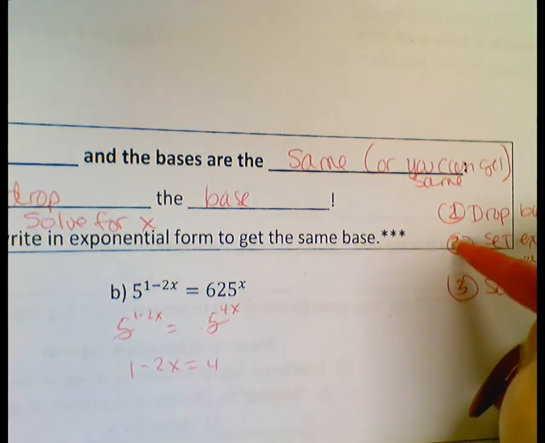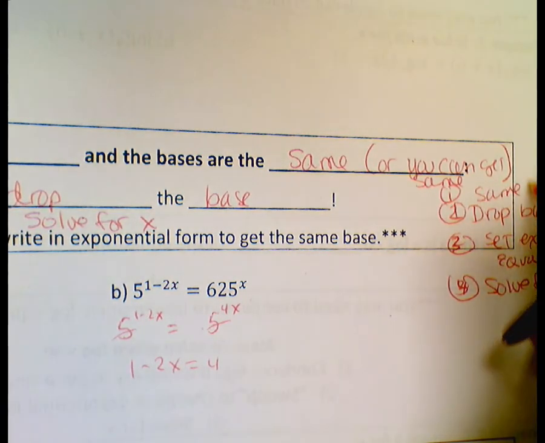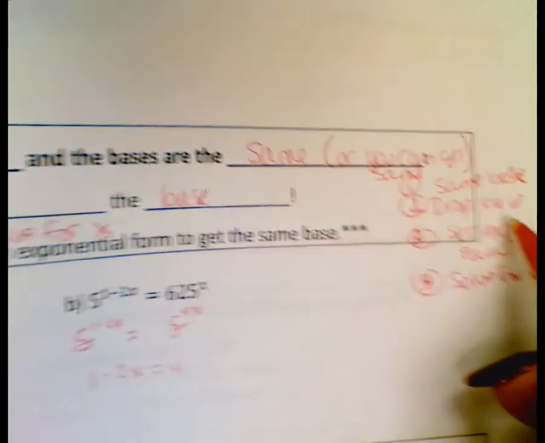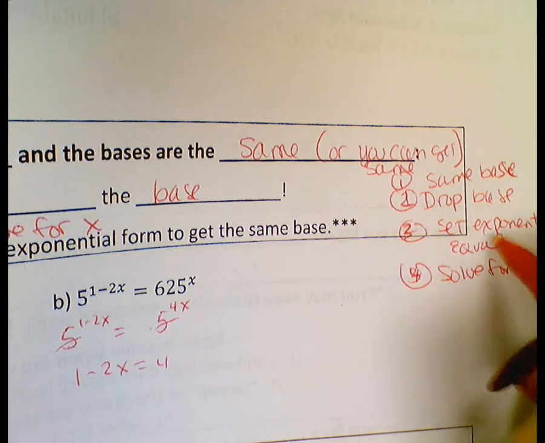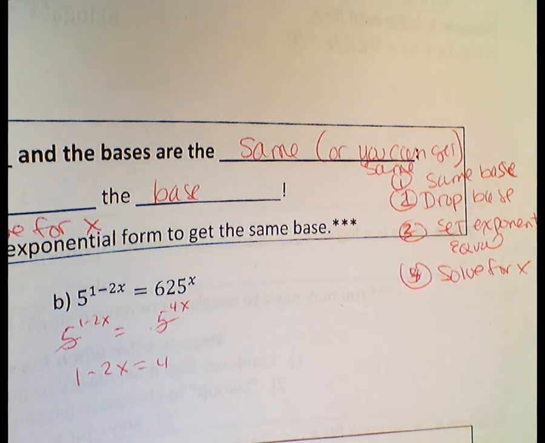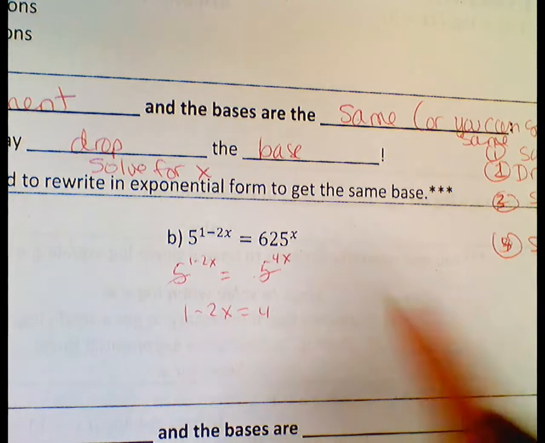I didn't write that. So actually this is step 2, this is step 3, this is step 4. The first step is get them in the same base. Then drop the base. Then set exponents equal. And then solve for x. Get them in the same base. Drop the base. Set exponents equal. Solve for x. So that's what we've done so far. We got them in the same base. Step 2, drop the base. Set exponents equal. Now solve for x.